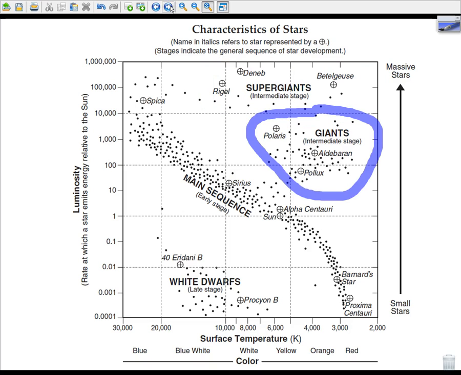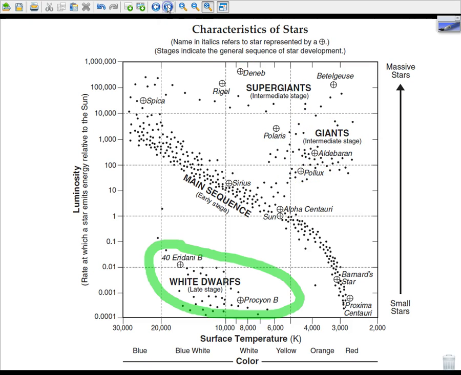Then we have giants, which is what our sun will become, and that's the intermediate stage. It's about 4.5 billion years from now that our sun will go to this phase, give or take a couple of million years. All right, so you can see a star like Polaris, which is the North Star, in line with the North Pole of our Earth, is considered a giant star. Aldebaran and Pollux are all considered giant stars.